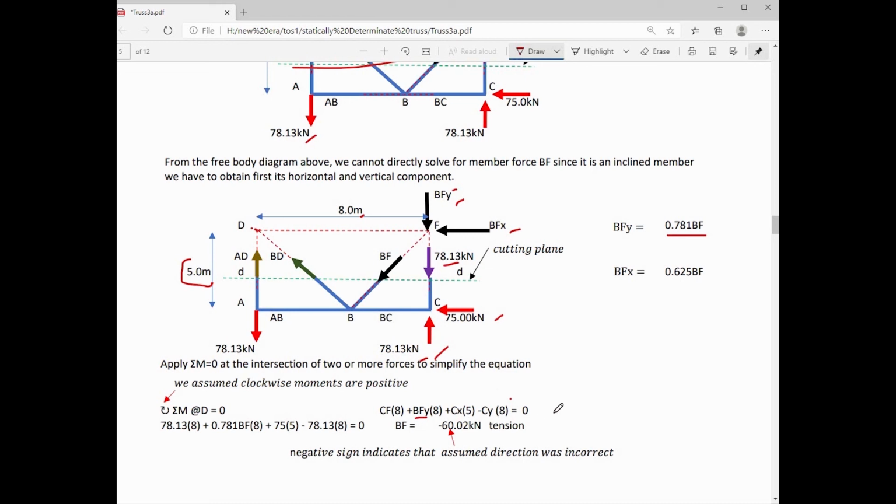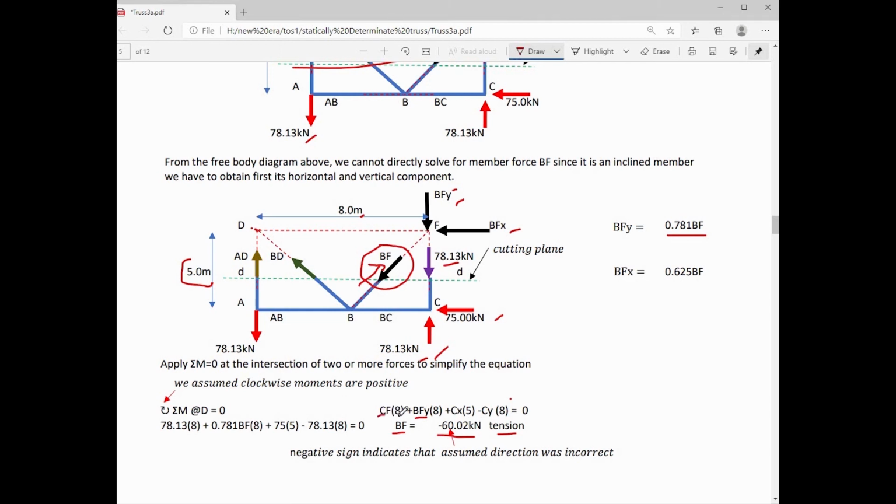And from this equation, if we replace the value of CF, CX, and CY, we can solve for BF, and that is equal to negative 60.02 kilonewton. Since 60.02 came out to be negative, then our assumed direction was incorrect. It should be tension, opposite of what we assumed, which is compression, that is acting toward. So it should not act toward, it should act away from the free body diagram, because our answer is negative.